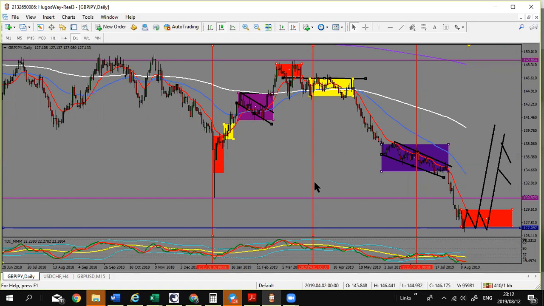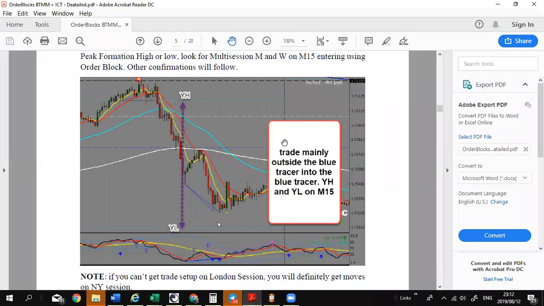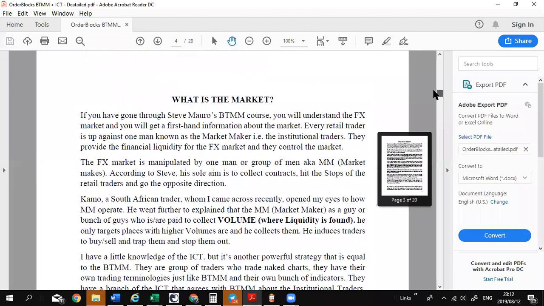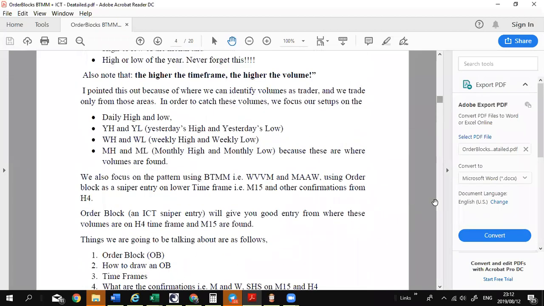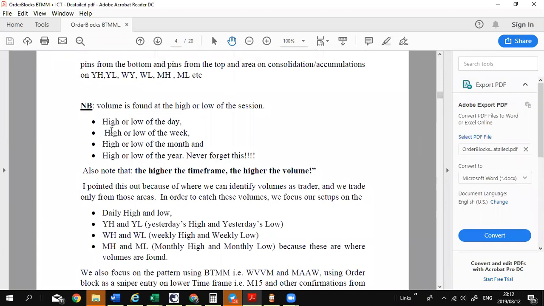And then for those of you that have been asking me about the order blocks, here is how order blocks work. Volume, like I said in the beginning of the video, is found either at the high and low of the session, high and low of the day, high and low of the week, high and low of the month, high and low of the year. Never forget this. And also, the higher the time frame, the higher the volume.